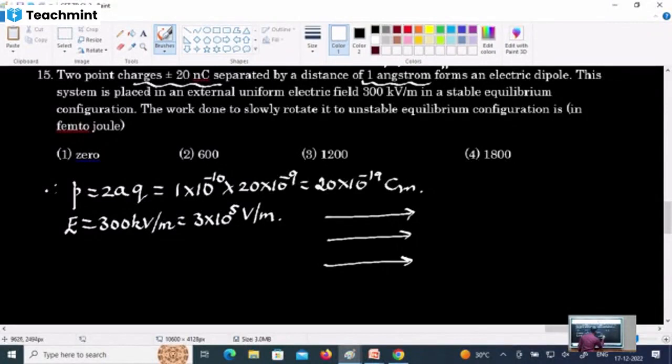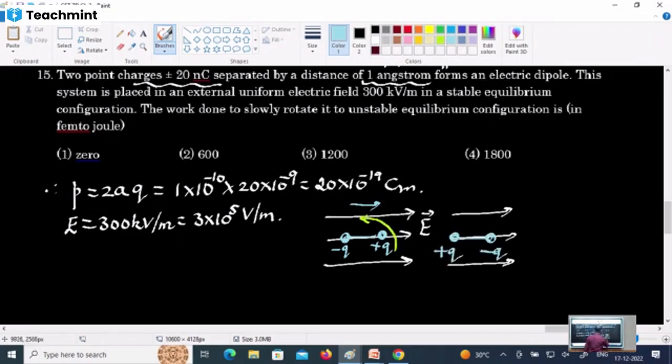Suppose the electric field is initially that way, the dipole has plus q and minus q charge, and the dipole moment is that way. Now you have to slowly rotate it anti-clockwise so that in the final configuration the dipole will orient this way. Plus q here, minus q over there. The dipole moment is opposite. So here theta is equal to 0 and theta is equal to 180 degrees.